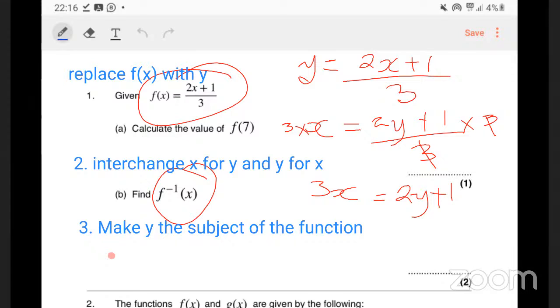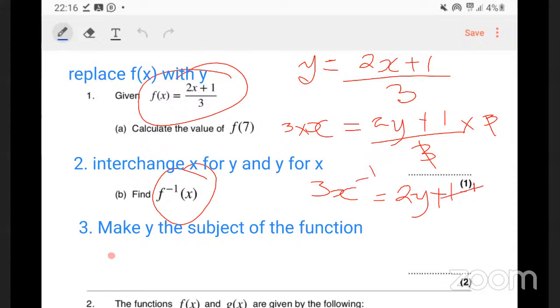And this is transposition, changing the subject of the formula, right? So in this case, we're making y the subject, same principle that you have been taught in algebra. So we're going to remove the 1 first, and then we'll remove the 2 next. So in removing the 1, we're going to subtract 1 from both sides. So we subtract 1 there, and we subtract 1 there.